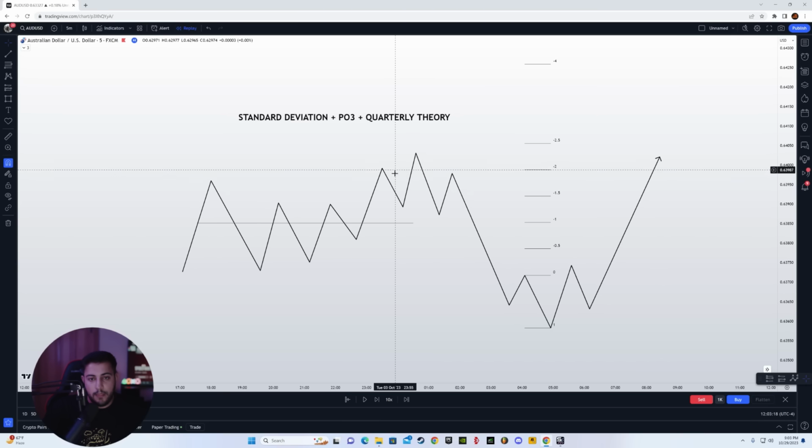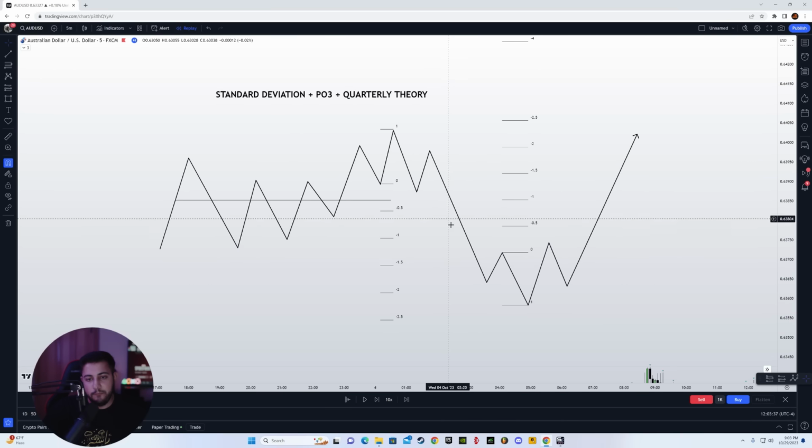Now, in the consolidation phase, look for the last high and the last low. Once you get a shift in the market structure, right, you want to use your Fibonacci from the high to the last low that was here before the market structure shift.